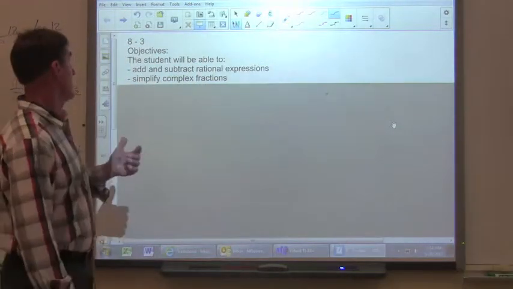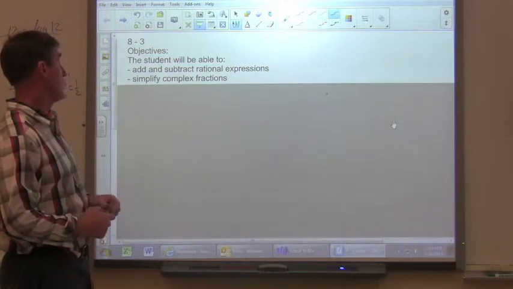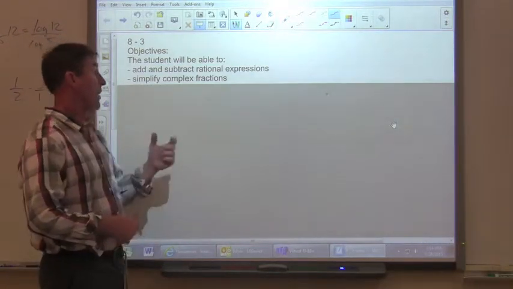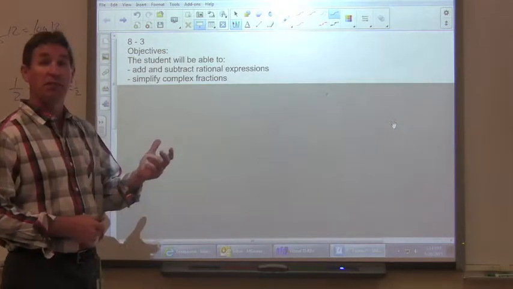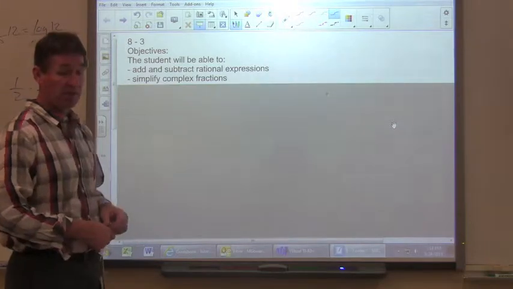So today's lesson is on section 8.3 of the book, and our objectives are the student will be able to add and subtract rational expressions. Remember, rational expressions are anything that can be written as a fraction, and simplify complex fractions.